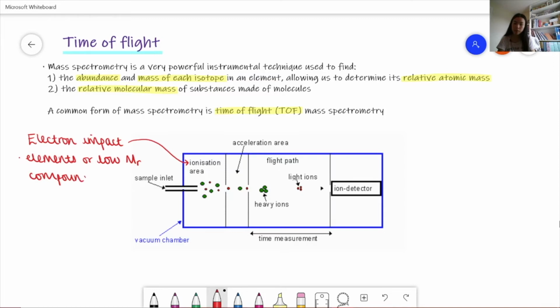And what happens is that high energy electrons are fired from electron guns at the sample, and this knocks off an electron from each of the atoms in the sample, and so we form lots and lots of 1+ ions. And so what we have is an atom from a sample, which is going to be gaseous because our sample is gaseous. And then what happens is that we knock off an electron. So we get X+, so it's got 1+ charge, and it's still gaseous, but now we've lost an electron. If the sample is a high MR compound, we have something called electrospray ionization instead.